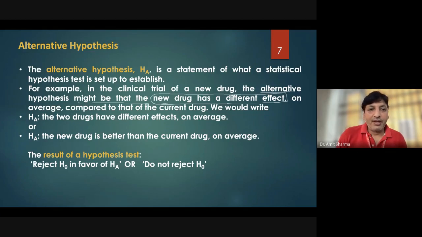So how do we write it? As per the alternative hypothesis, you can write the two drugs have a different effect on average, or you have another option. You can write the new drug is better than the current drug. So out of these two, the first one or the second one, which quote is better? By seeing the words used in the statement, I'll say that the second is better as compared to the first one.